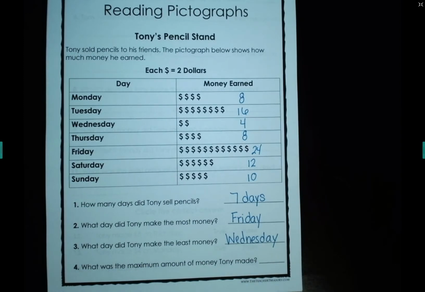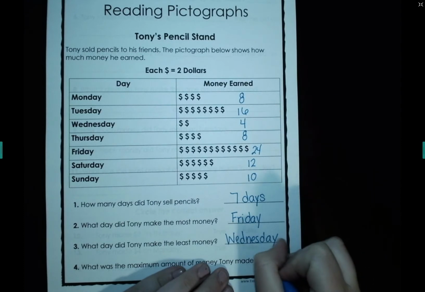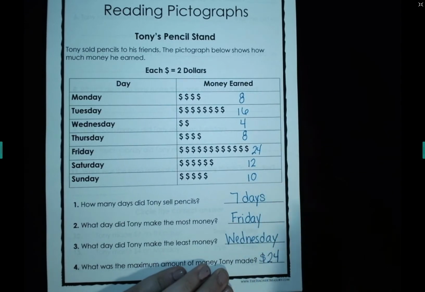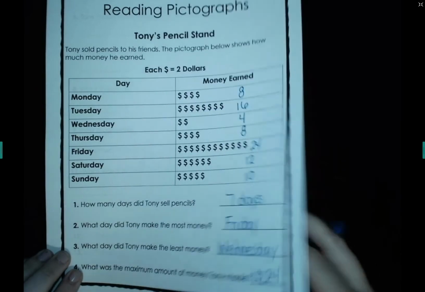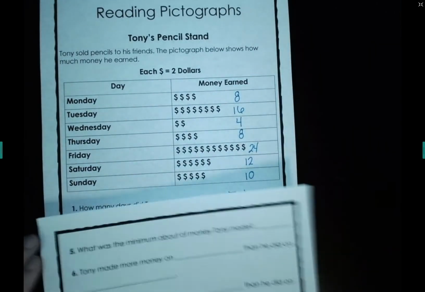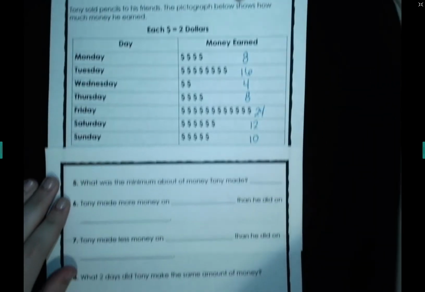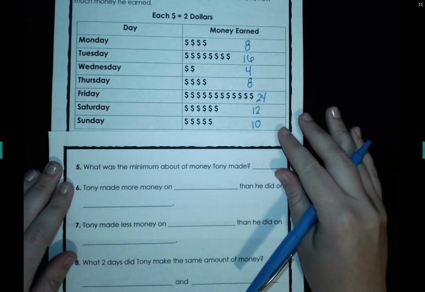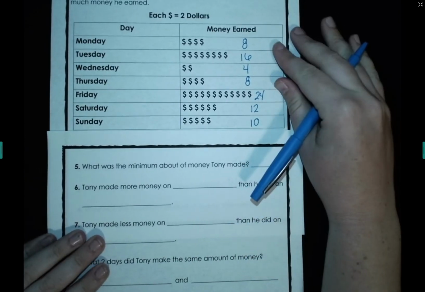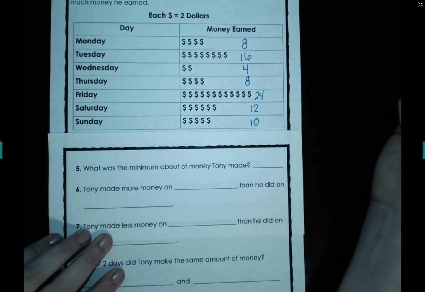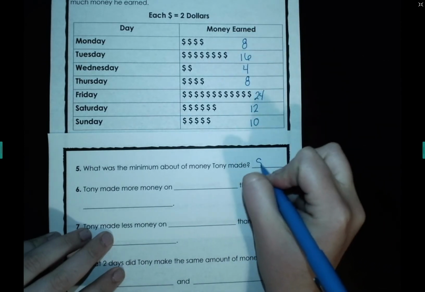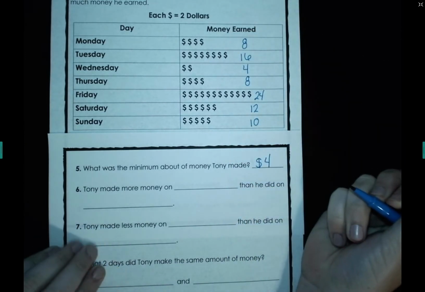Number 4, what was the maximum amount of money Tony made? So what was the most money that Tony made in one day? And that was, we're going to put a dollar sign because he made $24 in one day. Let me get out the rest of my questions. Let's scooch this up some. All right. What was the minimum amount of money that Tony made? Well, the least amount of money he made was $4.